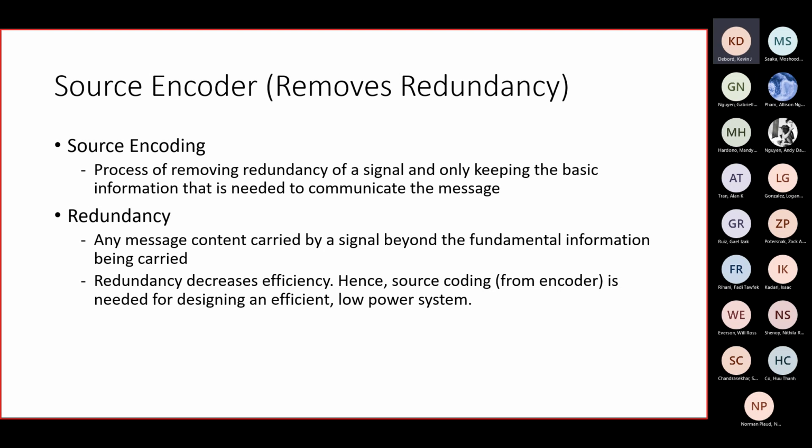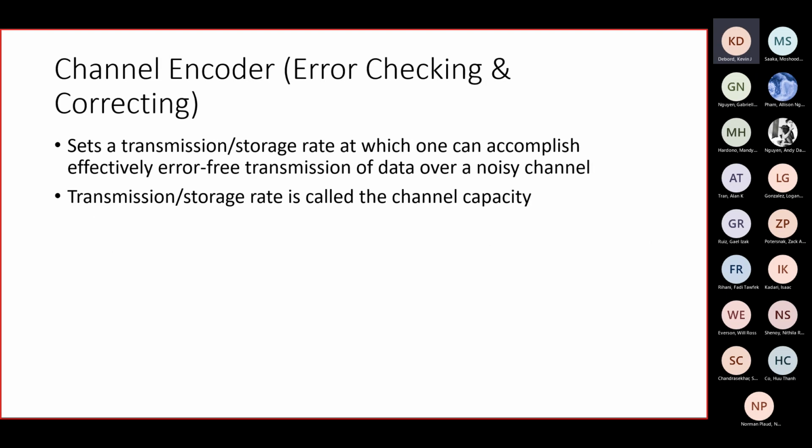What is redundancy? I've said it like 3 trillion times. It's any message content carried by a signal beyond the fundamental information being carried. I think one example the professor used was a flash drive. When you have like 32 gigs, maybe 4 or 5 of them are redundant files. And redundancy will decrease efficiency. Therefore, source coding from the encoder that we just talked about is needed for designing an efficient low-power system. Because if we just take our signal and send it through without encoding and decoding, we're going to end up with a garbled mess.